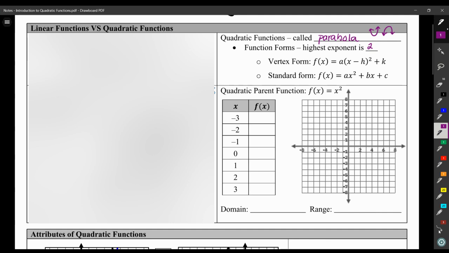square both sides. So this is called vertex form here, and notice the highest exponent is a 2. This is called standard form. We'll get more into those forms, and again, here's the exponent of a 2 later on down the road. Let's look at the basic shape of a quadratic function.